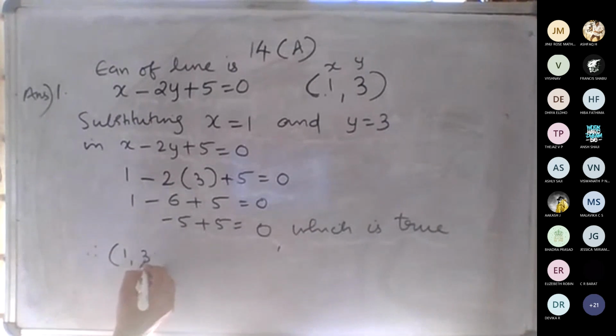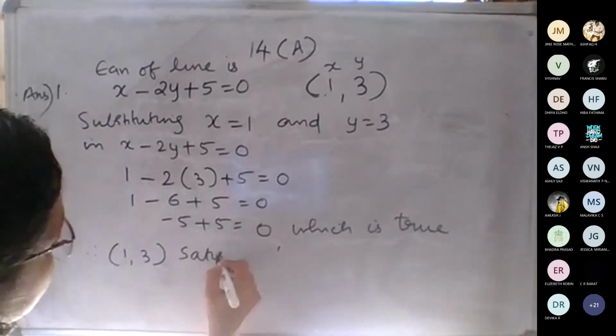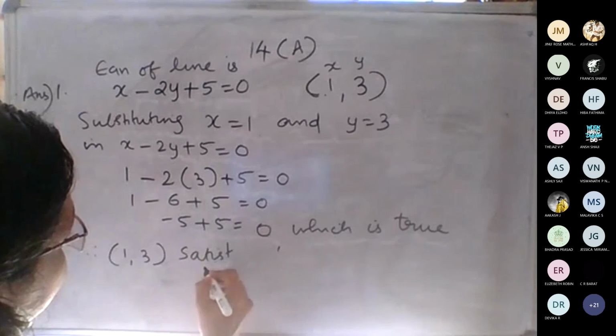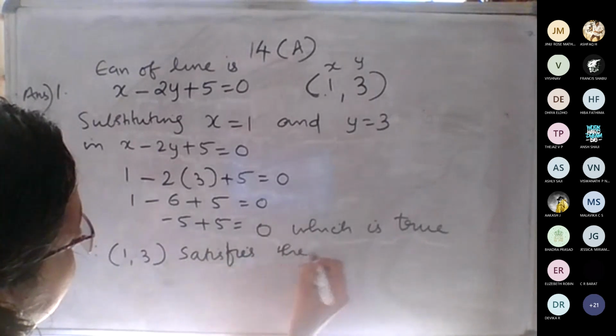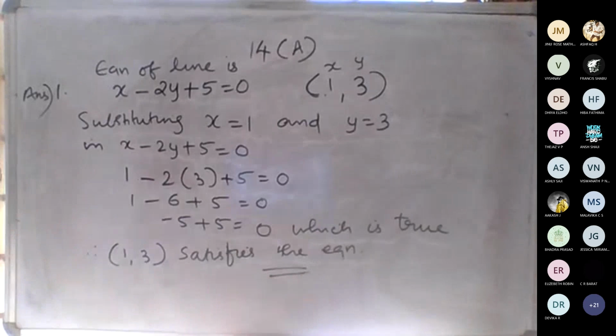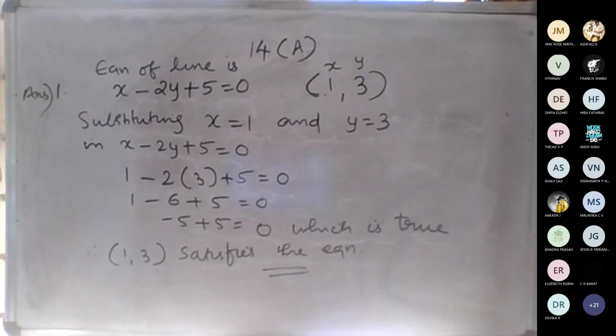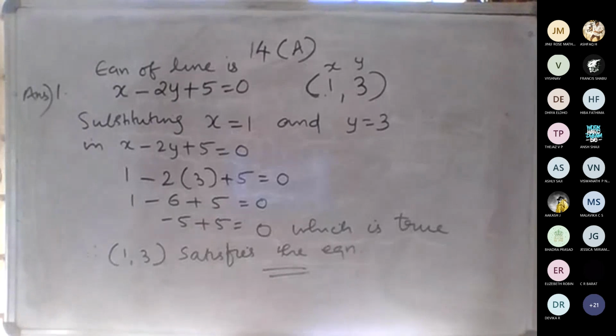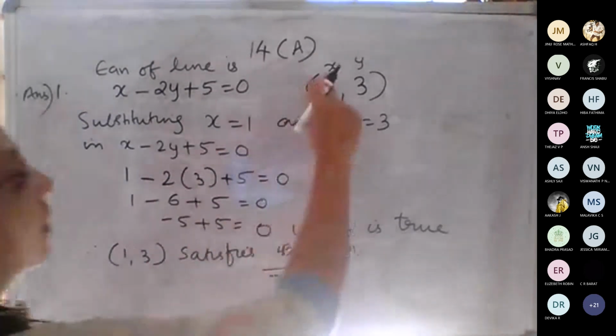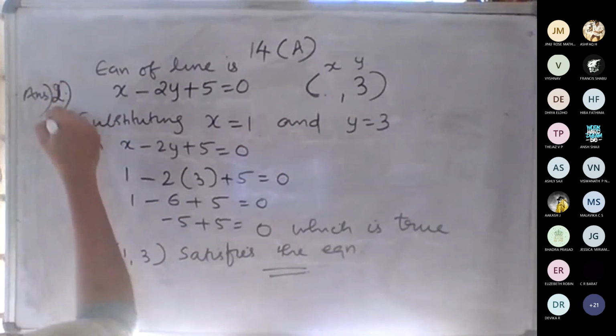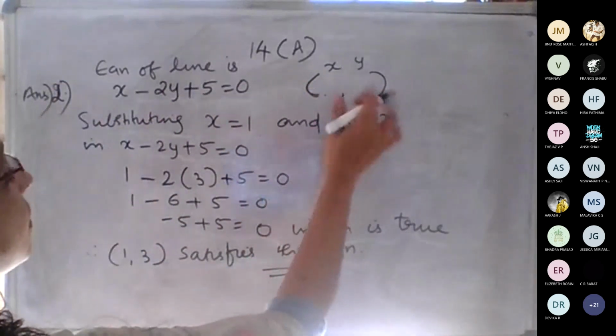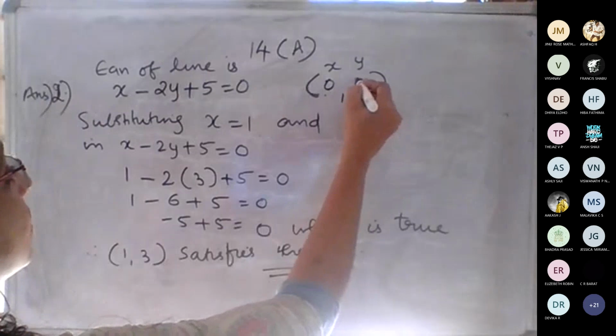Therefore, (1, 3) satisfies the equation. Whether it satisfies the equation or not, we have to find out. So (1, 3) satisfies the equation. Then do question number 2. (0, 5). Same. Second question, same equation, (0, 5).